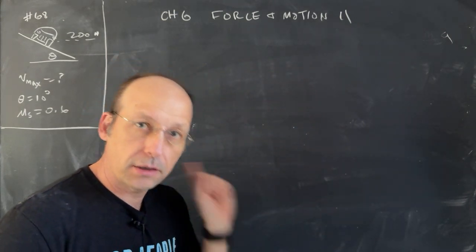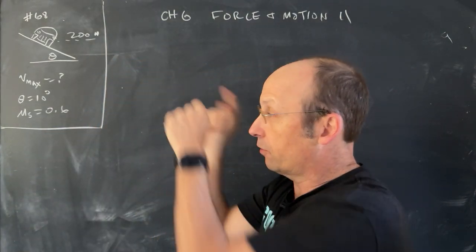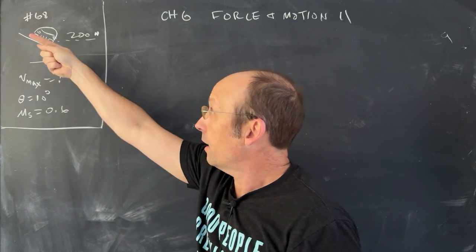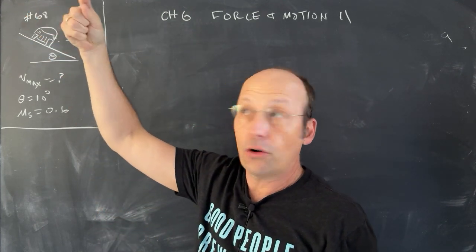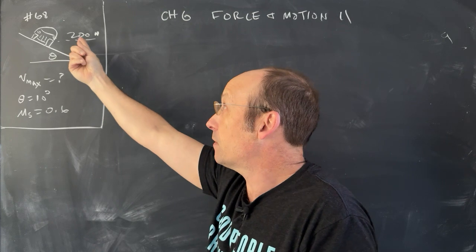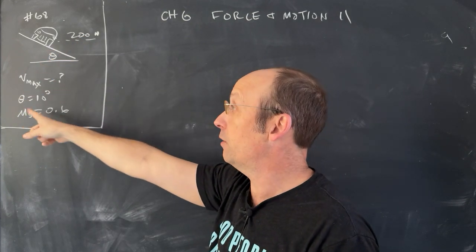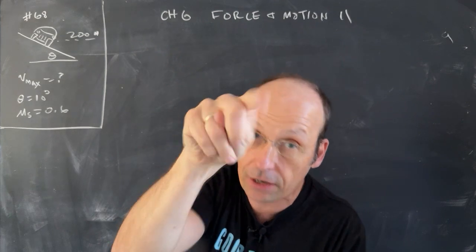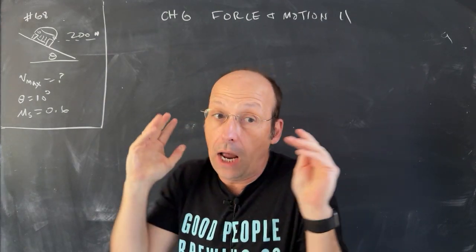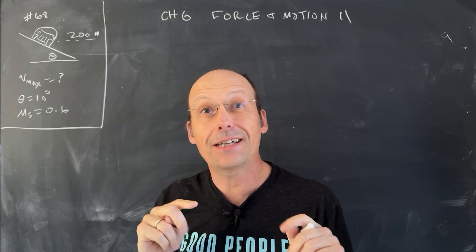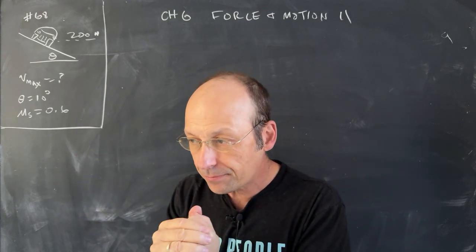Last time I didn't do the problem first. Let's do the problem. The problem is a really great one. A car is driving around a banked curve. In this case, the radius of the curve is 200 meters, and the angle of the bank is 10 degrees, with the coefficient of static friction of 0.6. So how fast can the car go without sliding off? It's a really great question, and it's got a lot of physics in there.